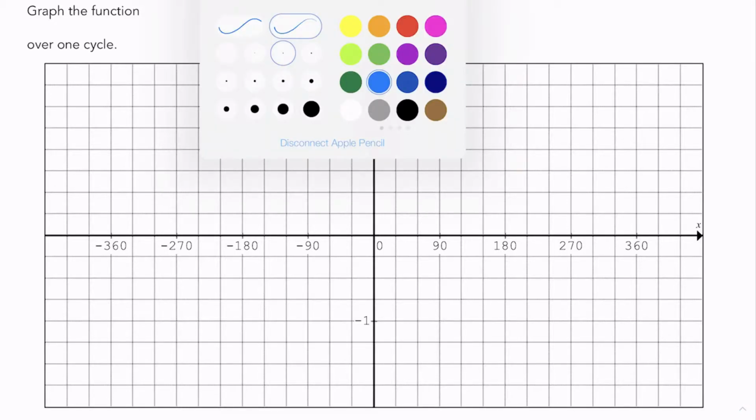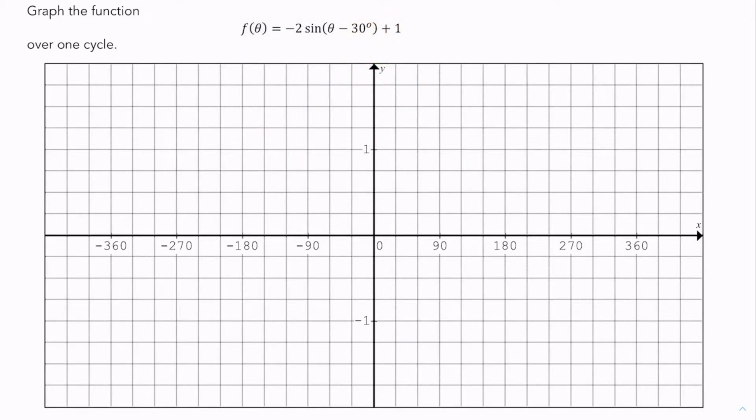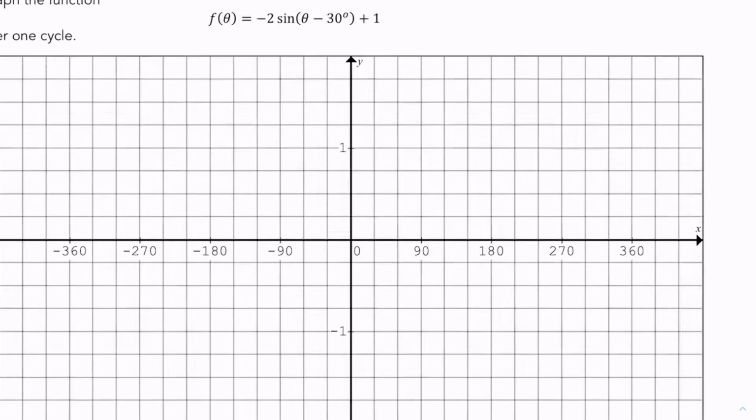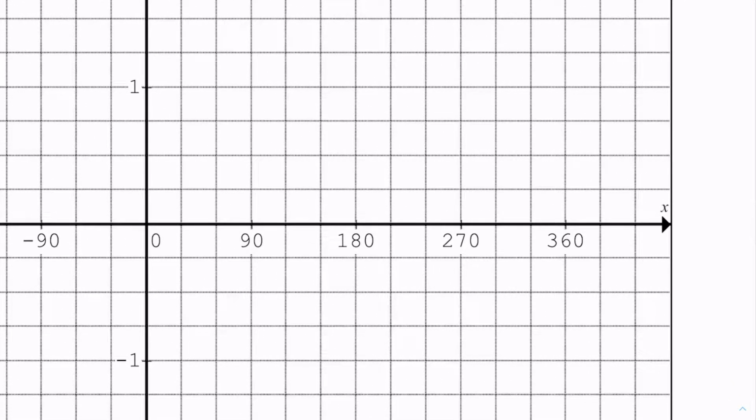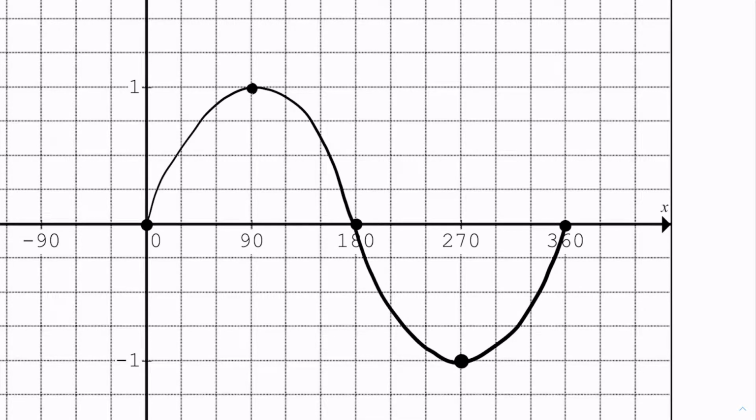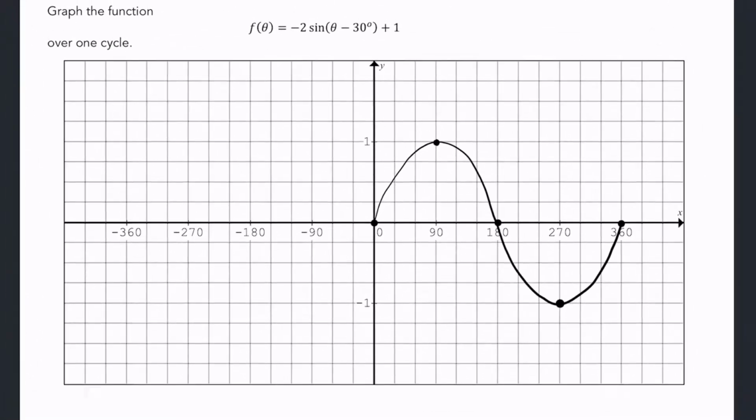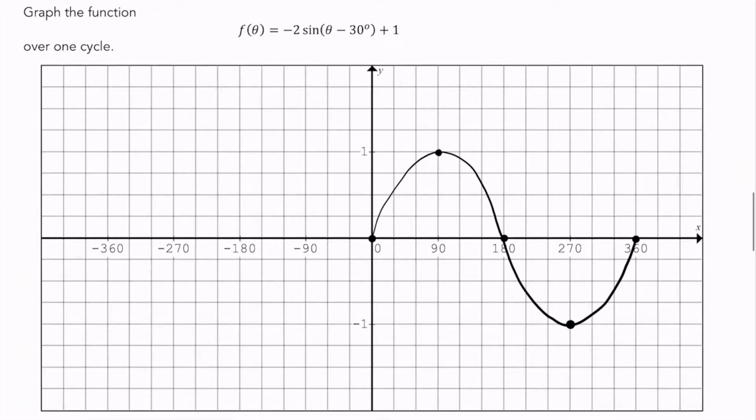So before we do this, I just want to graph an original sine function for one cycle so we can kind of see what happens to it. So let me zoom in over here. If you recall, the sine function starts at 0, at 90 goes to 1, at 180 goes to 0, at 270 goes to -1, and at 360 goes back to 0. I'm going to connect those with a nice smooth line. It goes up like this, down like this, and comes back to 360 over here.